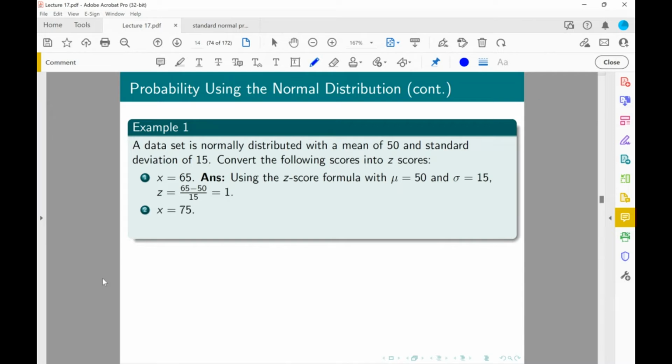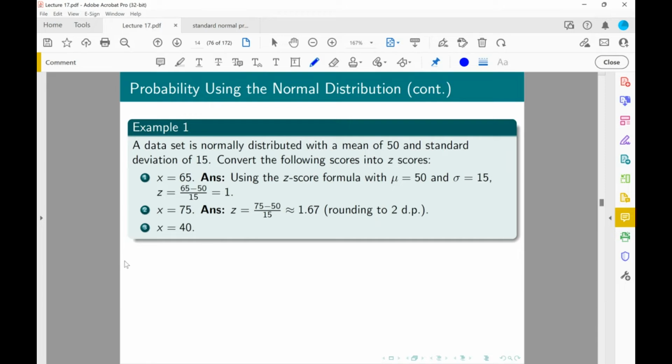75, what's the z-score? What do you think for this one? Yeah, I guess it'd be 25 on 15, which is 5/3, as you mentioned, which is 1.67 to 2 decimal places. Typically in the tables, this is measured to 2 decimal places.